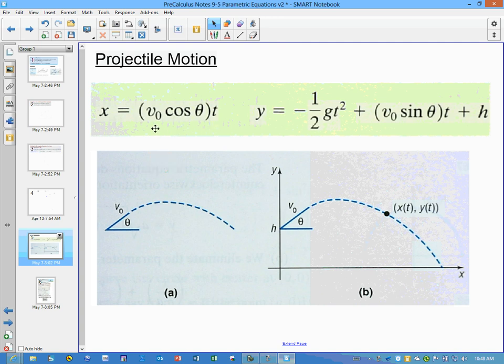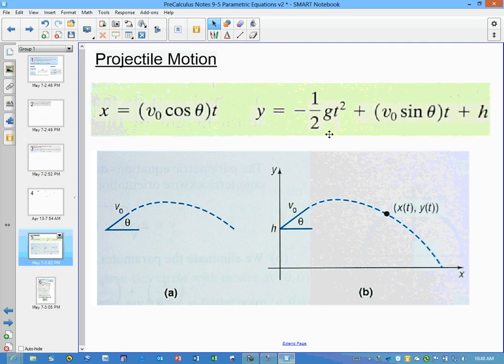Notice it's just three things being multiplied, so you could actually move the order of those terms, but it's v naught times cosine times t. And y is this equation. The g is the gravitational constant. Now, that'll be different depending upon whether you're working in feet or working in meters.